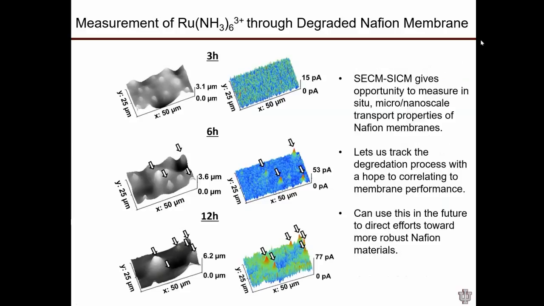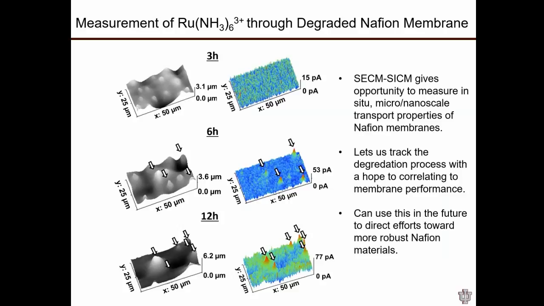So the take-home message here then is that with SICM-SECM, we have the opportunity then to measure in situ micro and nanoscale transport properties of these Nafion features. We can track the degradation process, and in the future, we can correlate that to membrane performance and use that then to direct us in fabricating more robust variants of Nafion and Nafion materials.